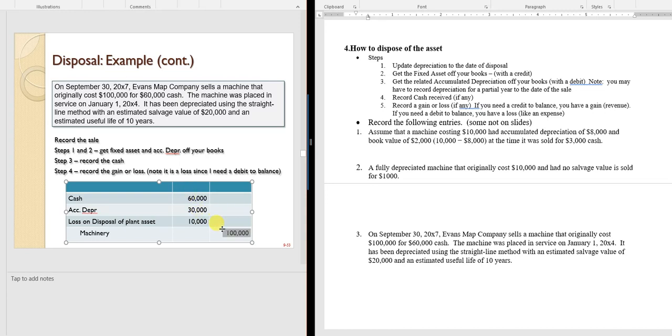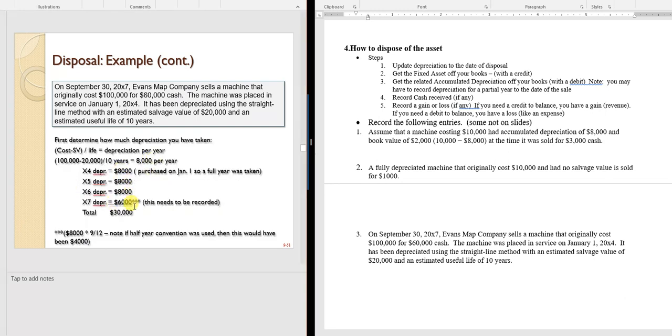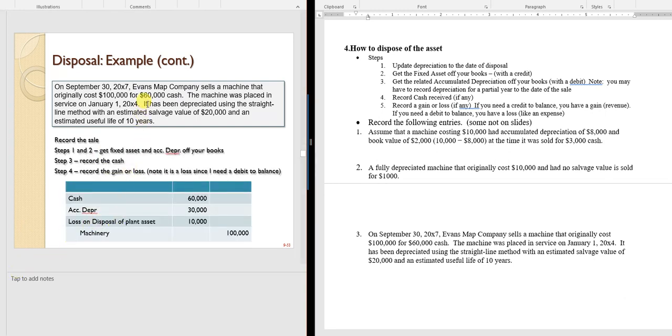Generally what I do is leave a lot of space in between these things. So I get the accumulated depreciation off my books for $30,000. That's what it was back here. These three have been recorded. I just added that one. Record the cash. I sold it for $60,000 cash. Now I have $90,000 on my debit side, $100,000 on my credit side. I need a debit to balance, and a debit is a loss. In other words, I got cash of 60, and I had this machine on my books. The book value was $70,000. I had it on my books for 70 and got cash of 60, so I had a loss.